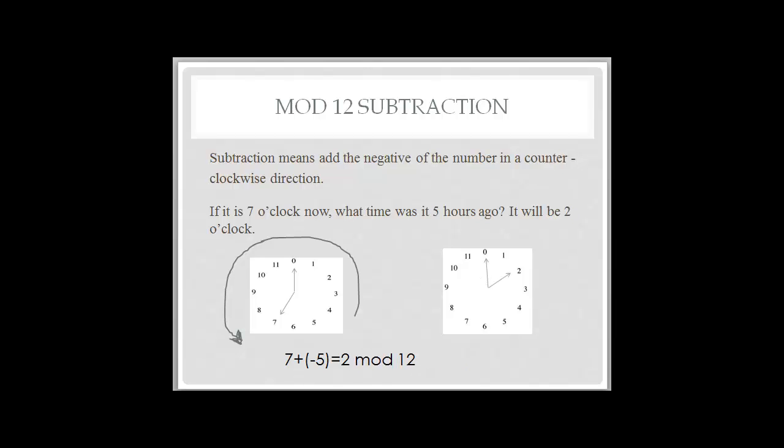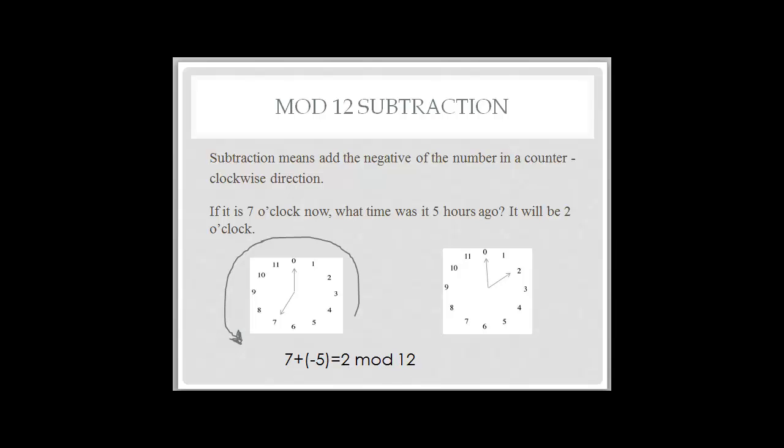Okay, let's do another subtraction. Subtraction usually gives students a lot of trouble, so I like to have extra examples for subtraction. Again, subtraction means you're going to add the negative of the number in a counterclockwise direction. So again, we're going left. We're starting at 7 o'clock. What time was it 5 hours ago? We're going backwards. Well, 7 plus minus 5 is going to be 2. So that tells you right there that it's going to be 2 o'clock in mod 12.